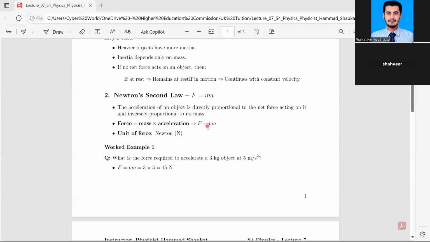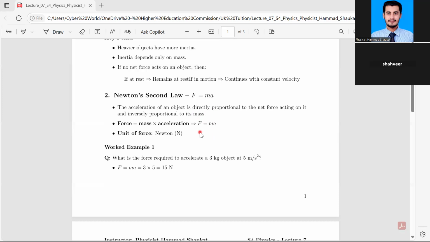F equals ma, where F is the force which you apply. It is the external force which you apply to the body. M is the mass of the body on which you are applying the force, whereas a is the acceleration. When you apply force to some body having some mass m, that body starts moving with some acceleration a. So this is your complete formula for Newton's second law of motion, F equals ma.